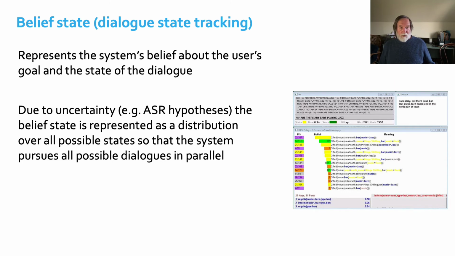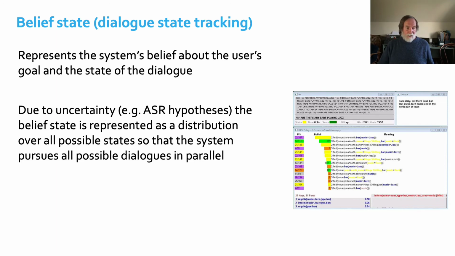Now, a lot of this information is uncertain, so for example, when the speech recognition returns a result, this may in fact be uncertain. As we can see in the chart on the right hand side, there are various degrees of belief state. To the question, are there any bars that play jazz? And so in this approach, the belief state is represented as a distribution over all possible states, so that the system will pursue all possible dialogues in parallel.